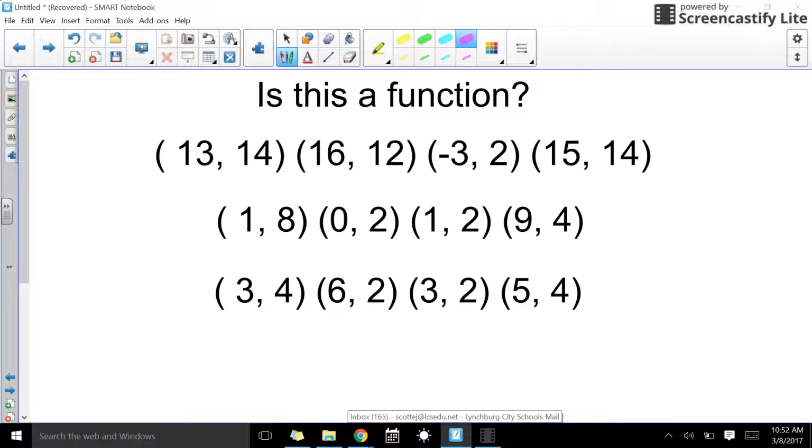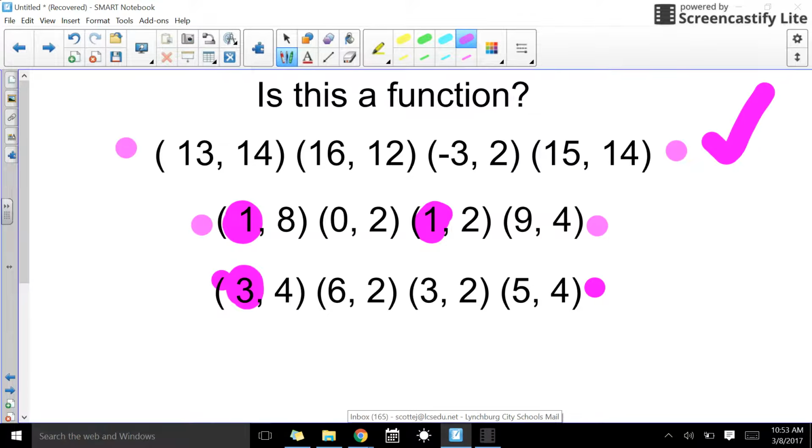All right, I want you guys to look at this one first. Is this a function? Yes, because there are no repeating x values. Now take a look at this one. Is this a function? No, because I have a 1 here and a 1 here. Okay, now this. Is this a function? No, because I have a repeating x here and a repeating x here.